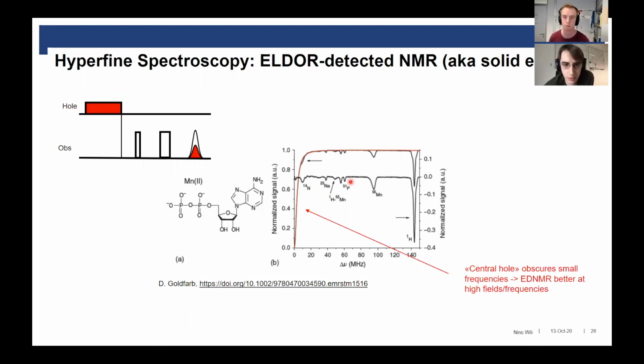Sticking with ELDOR, I actually had a question. Why does your 55 manganese come at a higher frequency than phosphorus? That's not how I learned NMR. Because the hyperfine coupling to the manganese here is roughly 250 megahertz, I think. So actually it's in a strong coupling regime, so the coupling is much larger than the Zeeman frequency. So there's another line somewhere out here, and the center is half the hyperfine coupling or something like this. And then the splitting is actually the Zeeman interaction. Okay, interesting. Thank you.